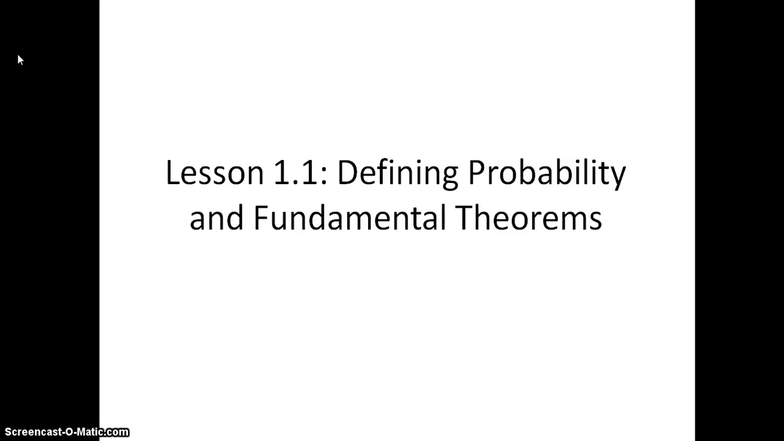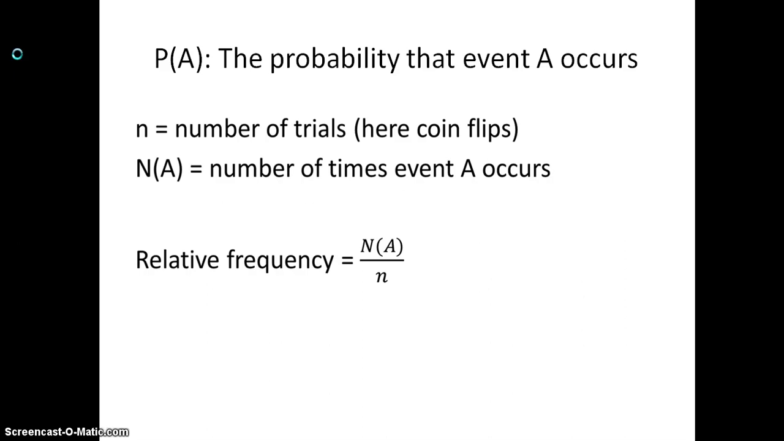In video 1, we learned that an event is a set of outcomes of a random experiment, and that if the outcome of a random experiment is contained in an event, we say the event has occurred. In this video, we are going to define what we mean by the probability of an event. We'll use the notation P of A to represent the probability that event A occurs. And this can be thought of as the chance or likelihood that event A occurs.